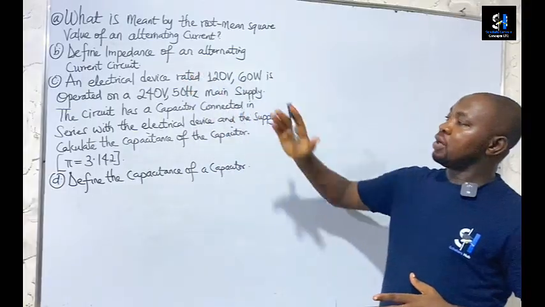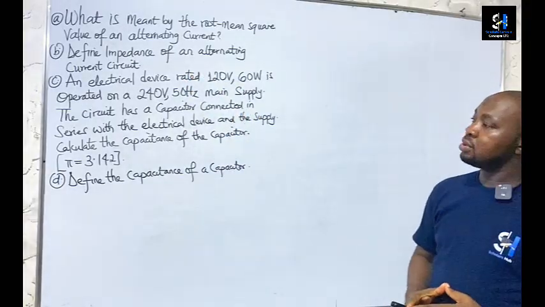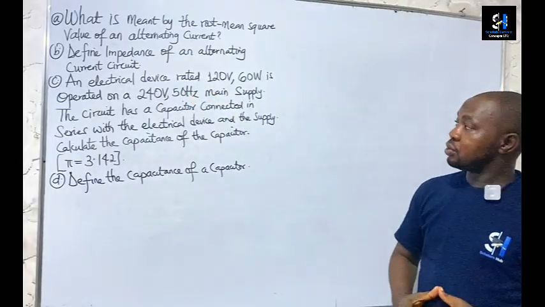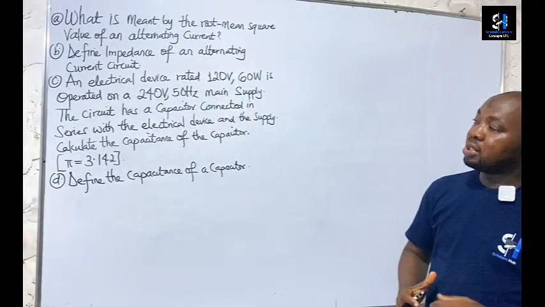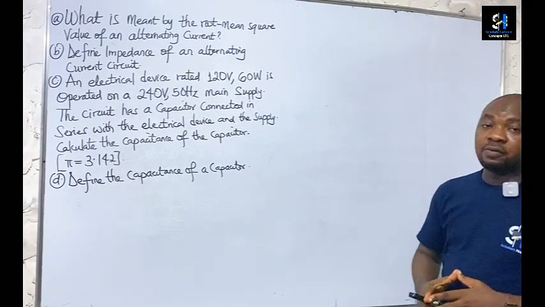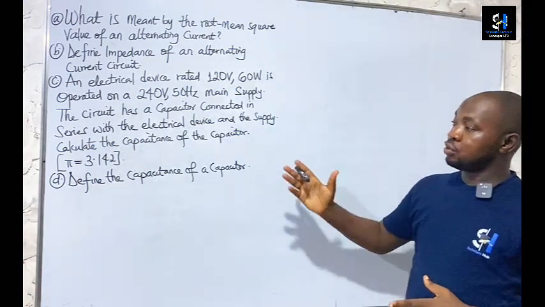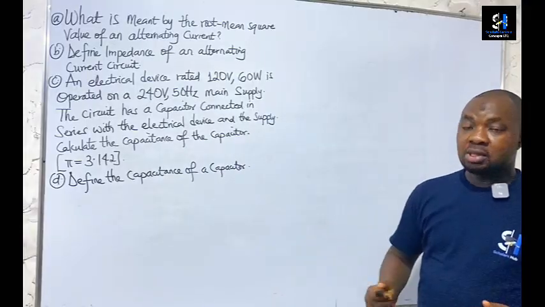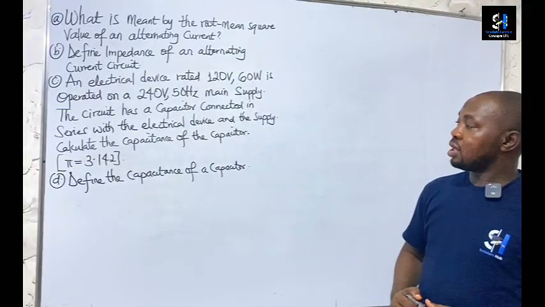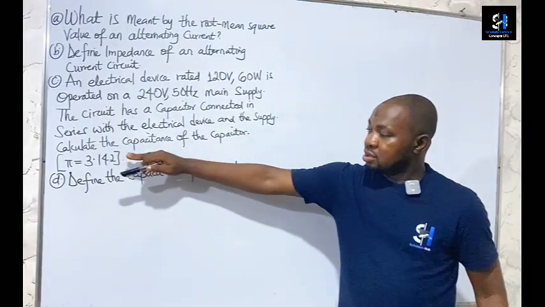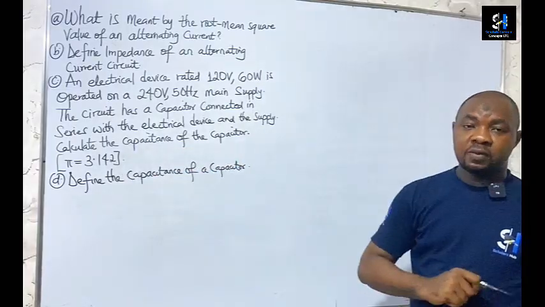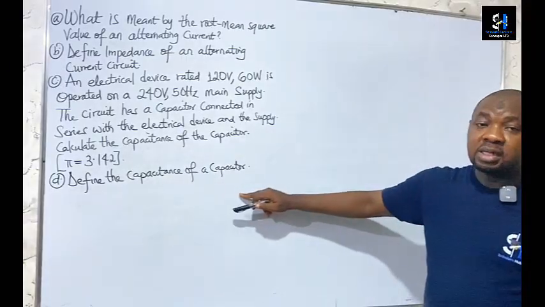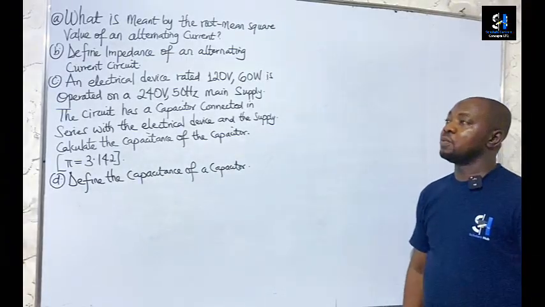Define impedance of an alternating current circuit. An electrical device rated 120 volts, 60 watts is operated on a 240 volt, 50 Hz main supply. The circuit has a capacitor connected in series with the electrical device and the supply. Our task is to calculate the capacitance of the capacitor. So the last question is for us to define the capacitance of a capacitor.